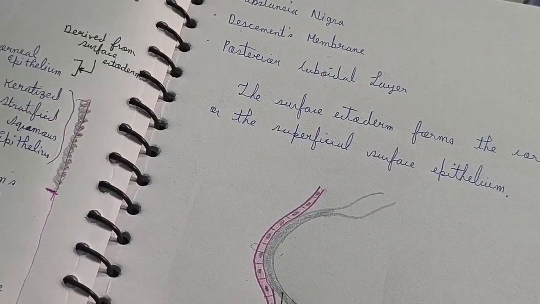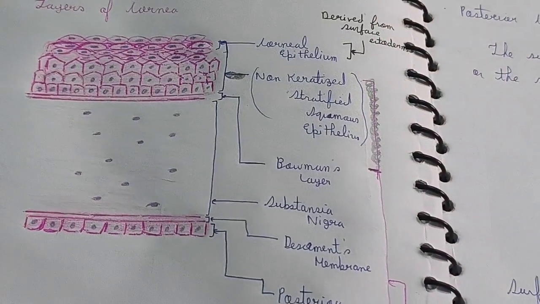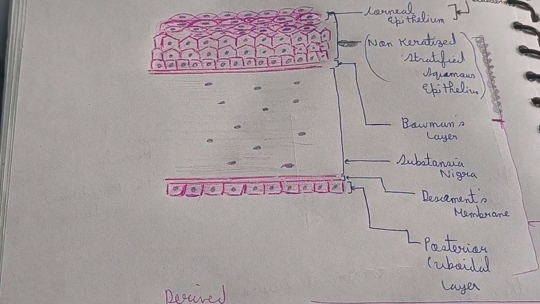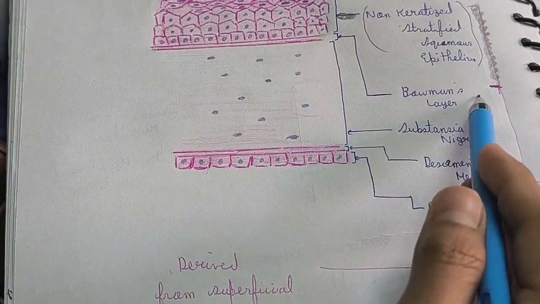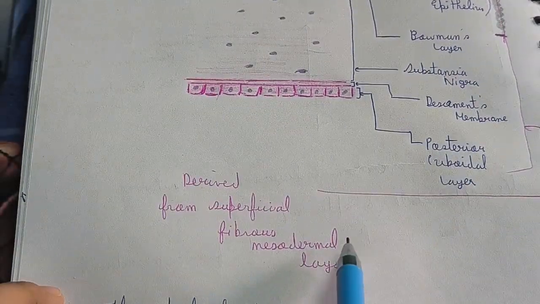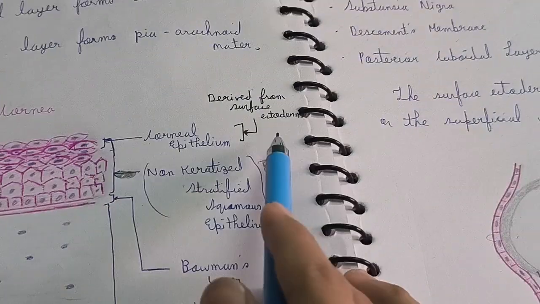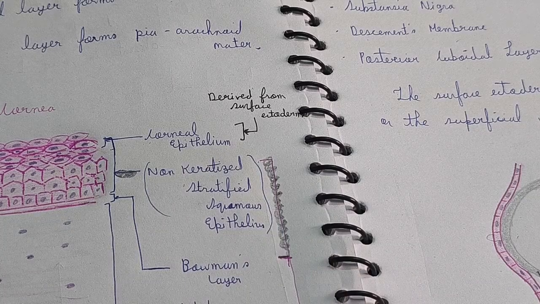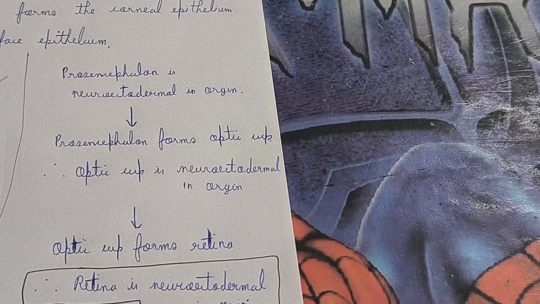But the cornea is derived from the mesodermal layers as well as from ectodermal layers. Therefore the cornea is ectodermal as well as mesodermal in origin. I'm going to write this, a very important part.